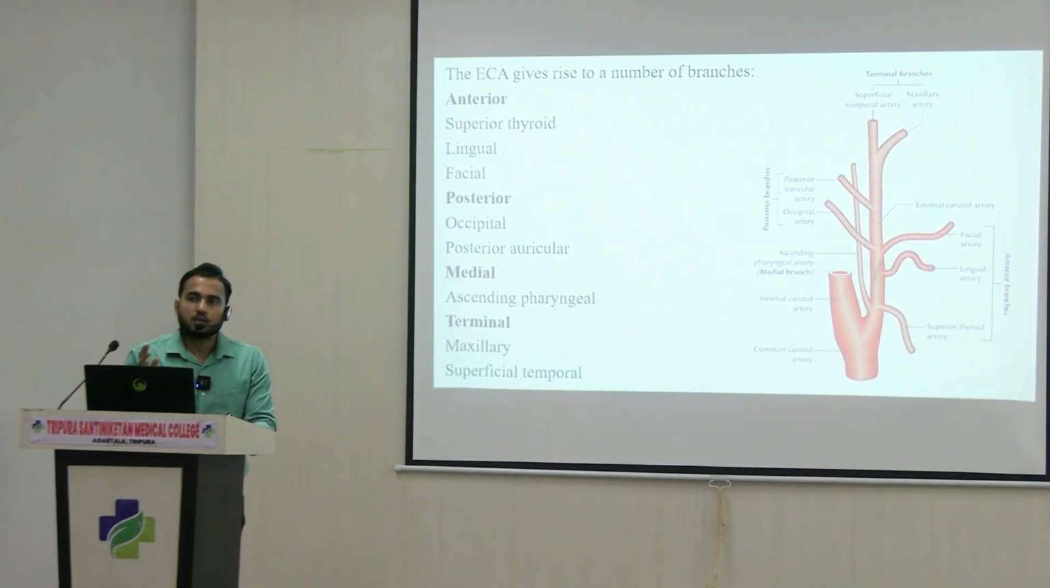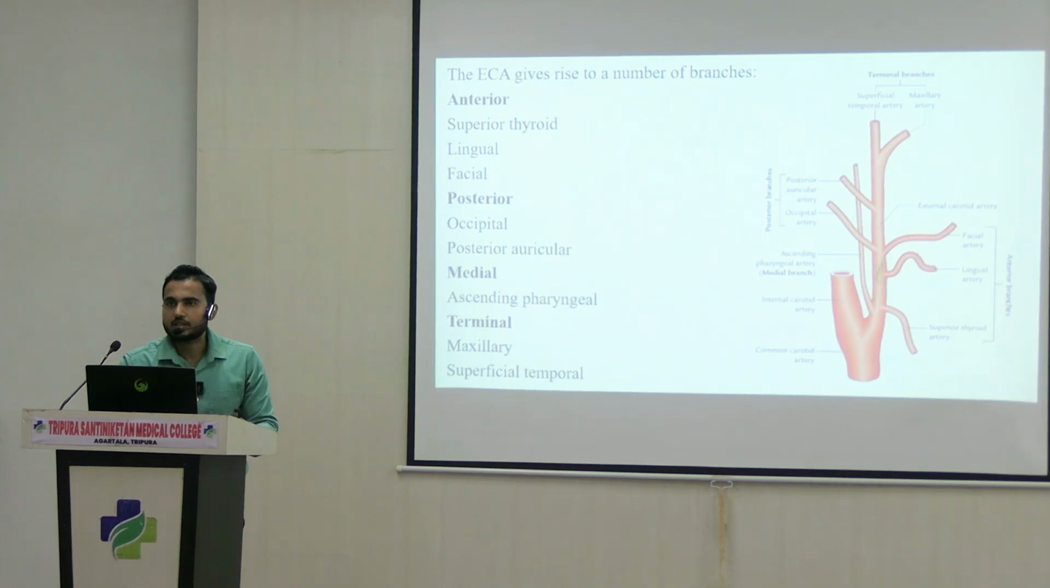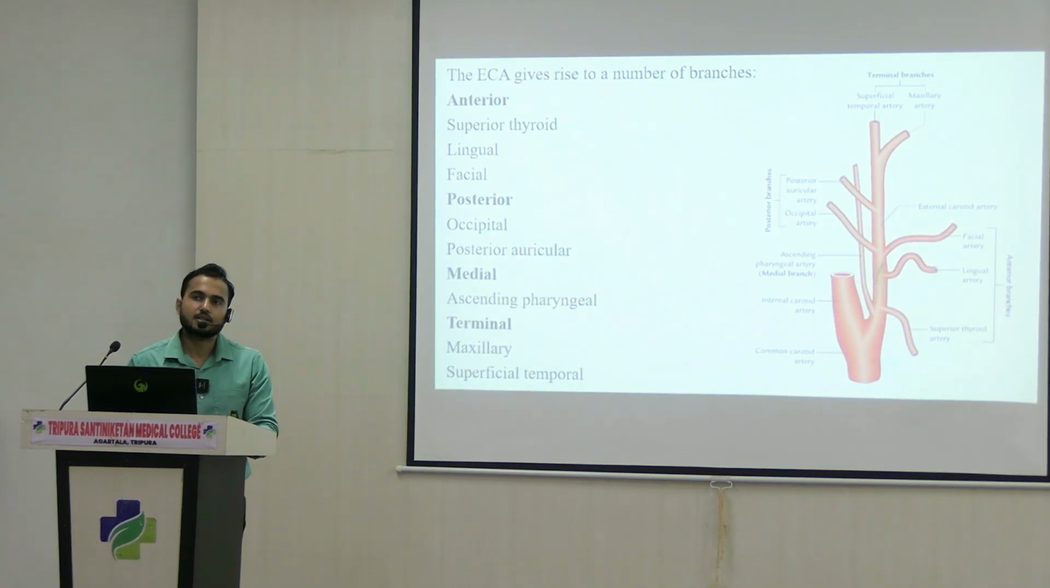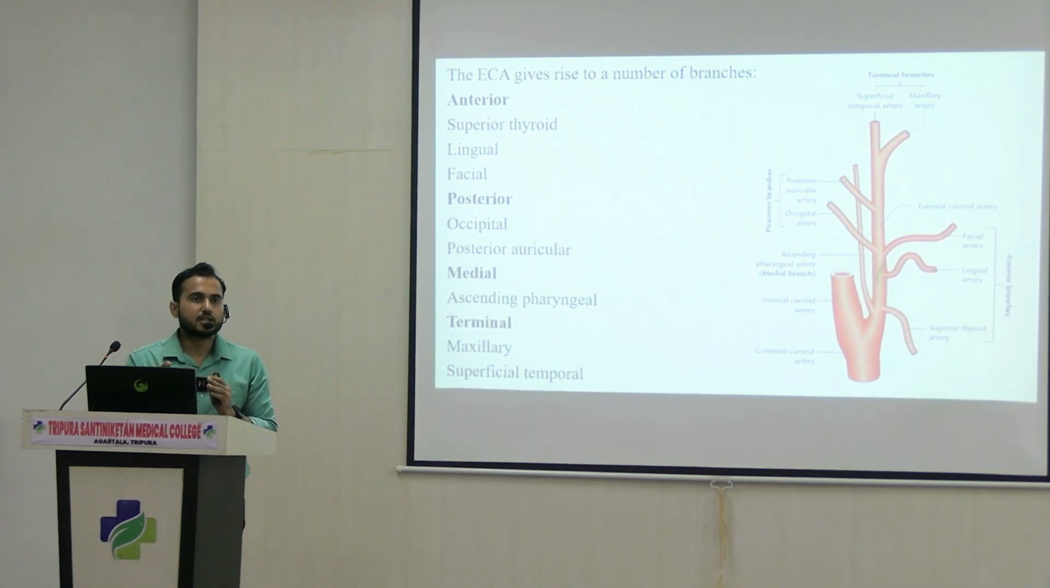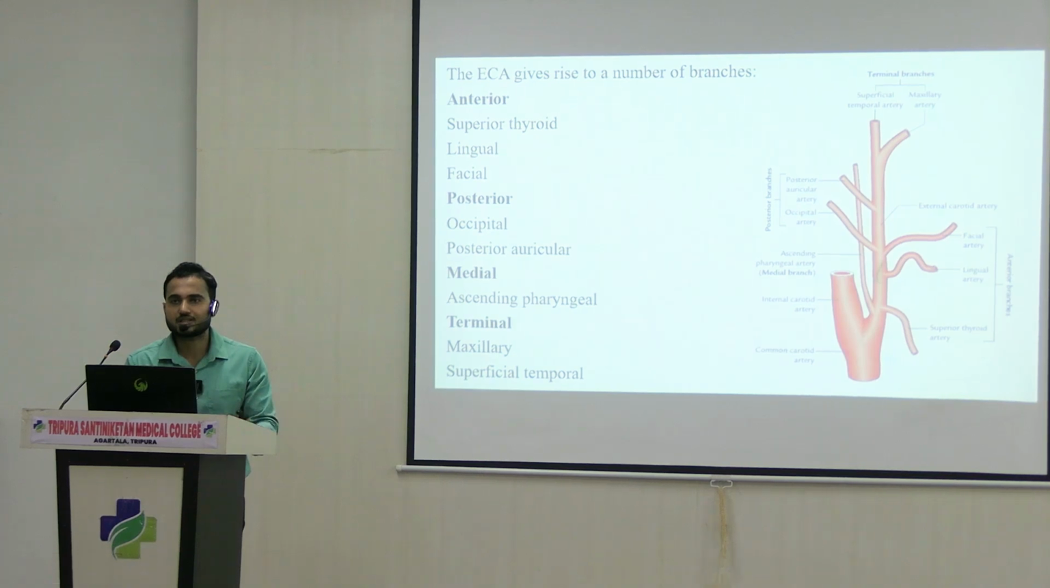Next, the branches of the external carotid artery are very important, because the external carotid artery supplies the neck region, the face, and most of the scalp. Even the deeper structures of the face are also supplied by the external carotid artery. The branches of the external carotid artery are divided into different groups: for example, anterior branches, posterior branches, then a medial branch, and then the terminal branches. These are the various branches of the external carotid artery.